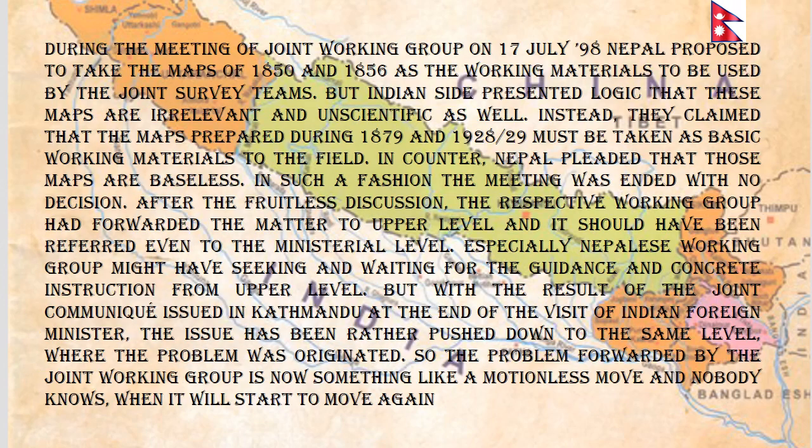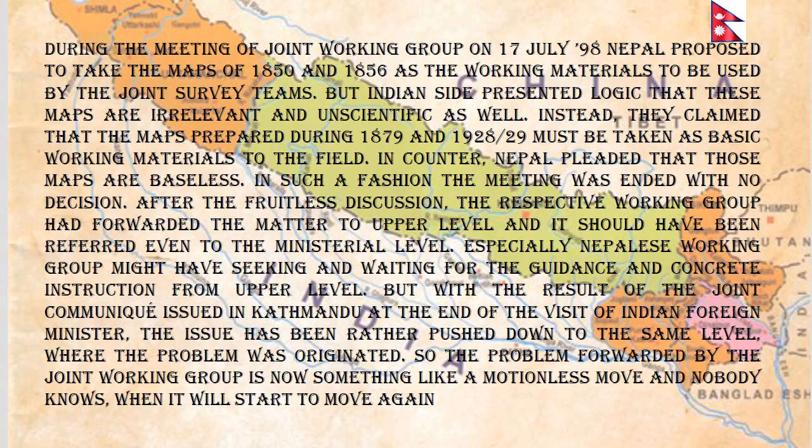During the meeting of the Joint Working Group on July 17, 1998, Nepal proposed to take the maps of 1850 and 1856 as the working materials to be used by the joint survey teams. But the Indian side argued that these maps are irrelevant and unscientific. Instead, they claimed that the maps prepared during 1879 and 1928/29 must be taken as basic working materials to the field. In counter, Nepal pleaded that those maps are baseless. In such a fashion, the meeting ended with no decision.